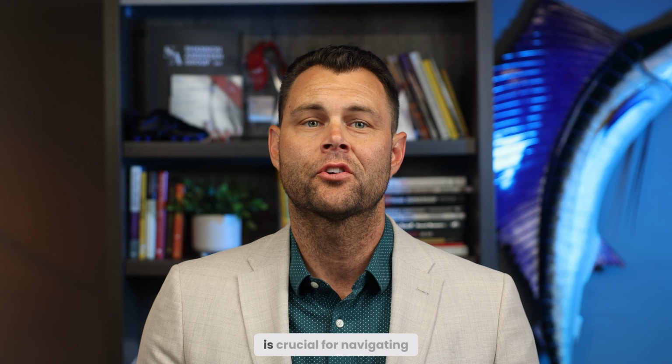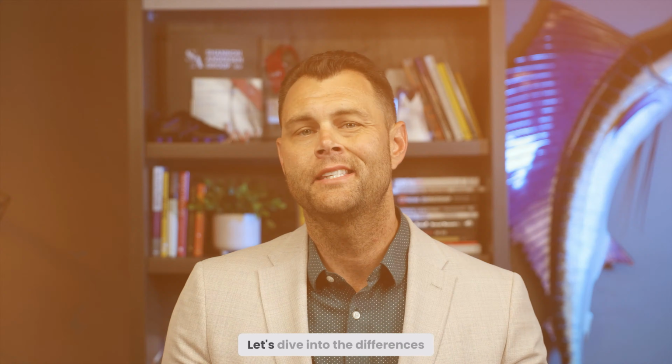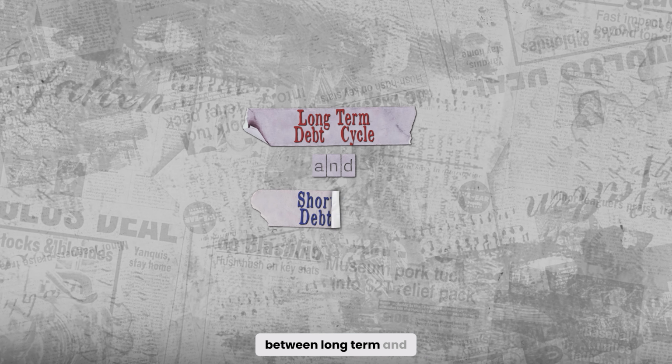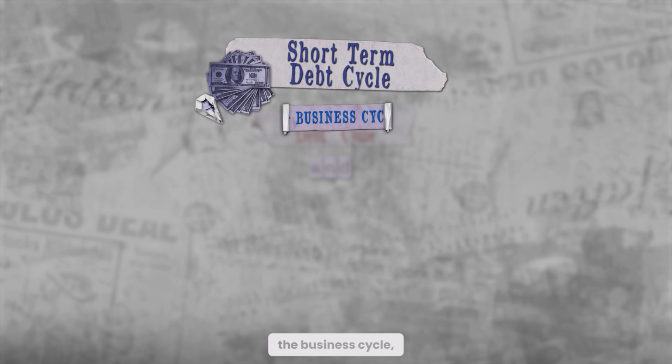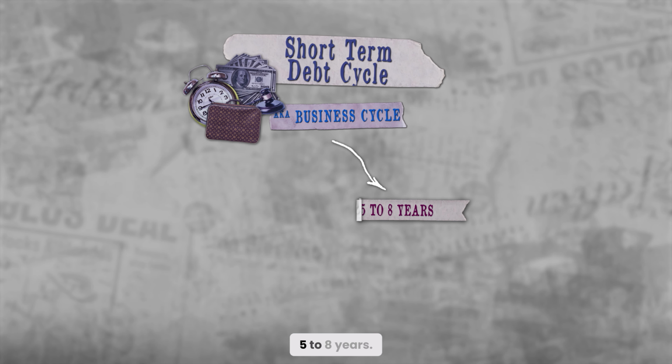Understanding debt cycles is crucial for navigating the economy. Let's dive into the differences between long-term and short-term debt cycles. The short-term debt cycle, also known as the business cycle, typically lasts 5 to 8 years.